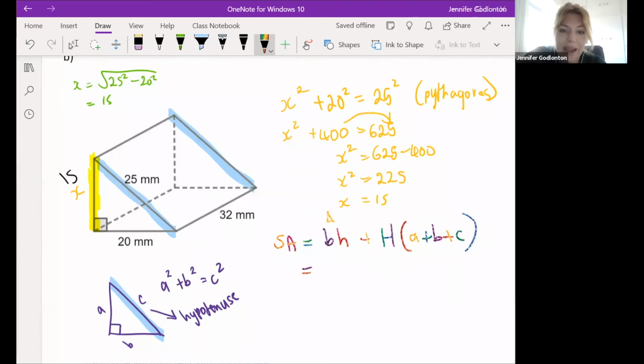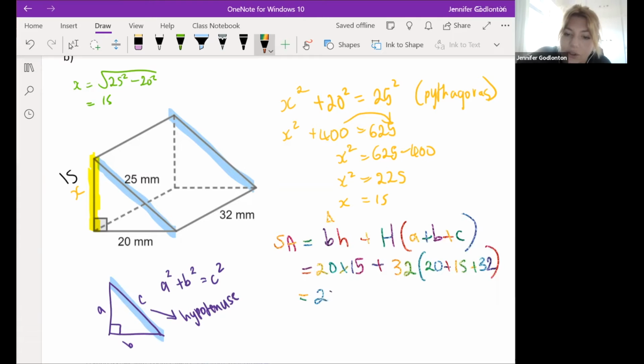So our base here is going to be 20. We're going to times that by 15. Our big height of our shape is 32. And then we're going to add all our sides together. So 20 plus 15 plus 32. We're going to pop that all into our calculator and we should get the answer of 2220 millimeters squared.